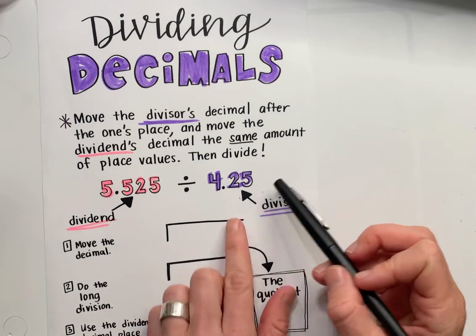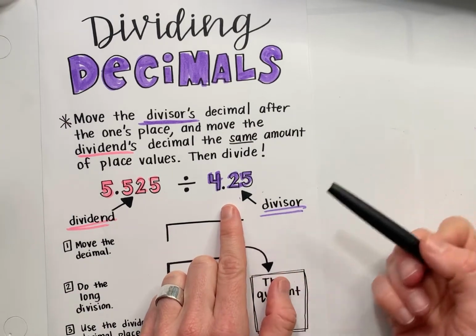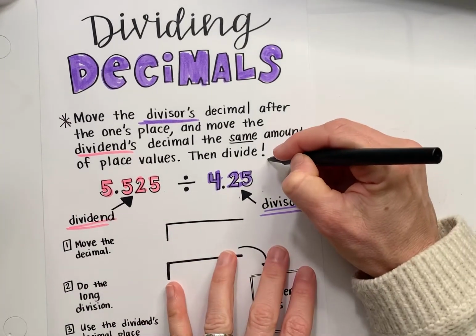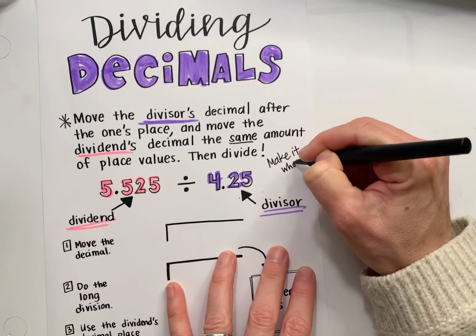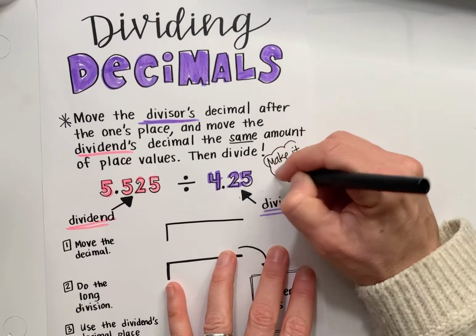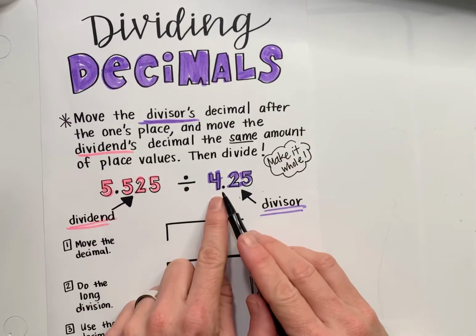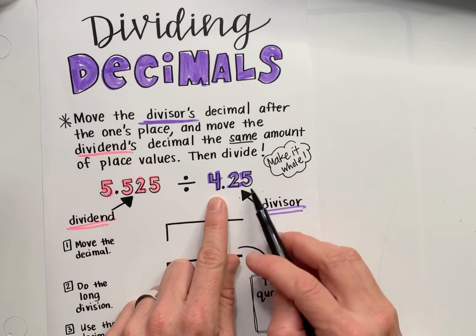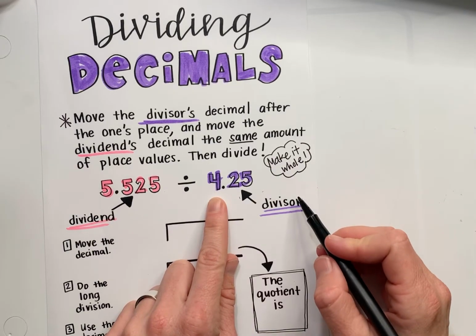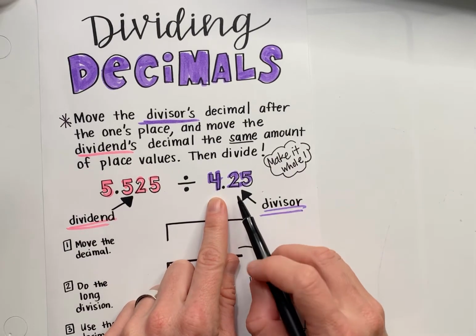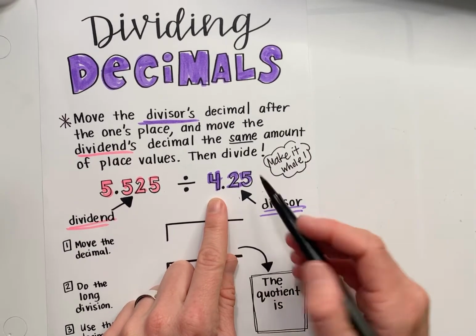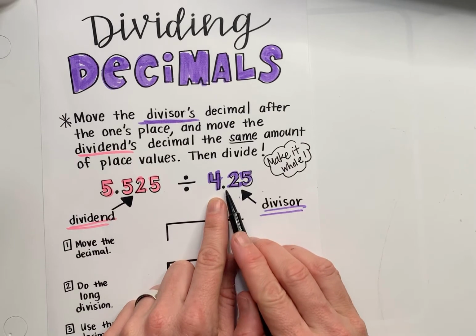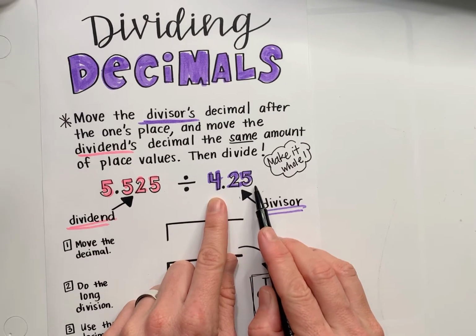All right, so we want to make the divisor be a whole number. So I'm going to write a little note. Make it whole. Okay, so right now it's 4 and 25 hundredths. We want to make it a whole number, which means that we are going to be increasing it by a scale of 100 times that amount. So we're moving the decimal place over 1, 2 place values in order to make it a whole number.